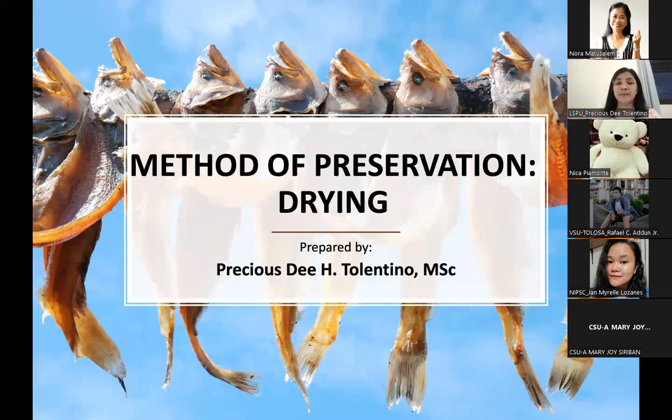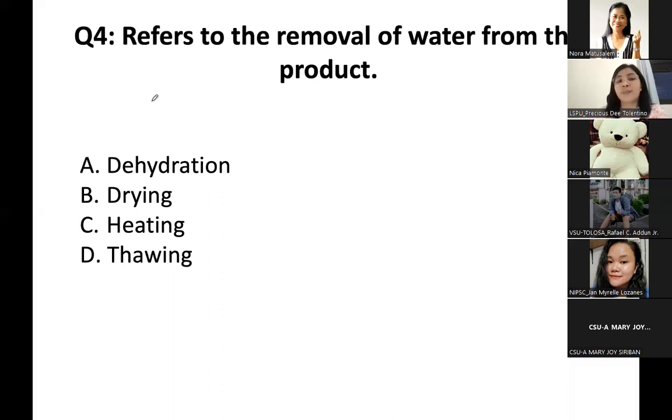Okay, so let's go to the next method of preservation, drying. Okay, drying. Question number 4. Refers to the removal of water from the product. Letter A, dehydration. B, drying. C, heating. D, thawing. So what is your answer?